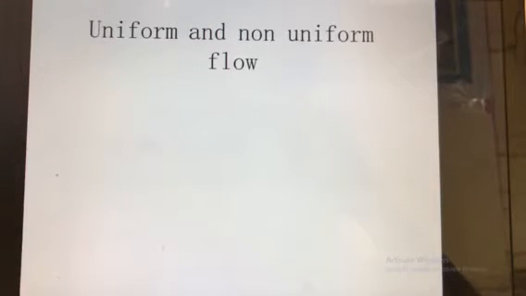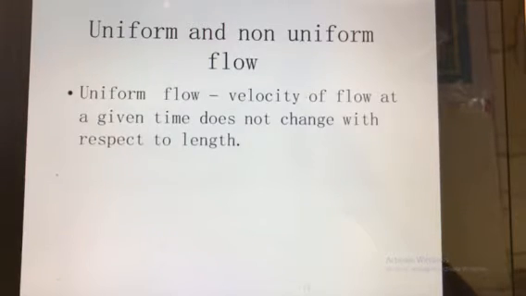So we can say that if the velocity does not change with respect to length or space, then such a type of flow is called uniform flow. The parameter like velocity does not change with respect to length. So if the velocity of the flow at a given time does not change with respect to length, such a flow is called uniform flow.